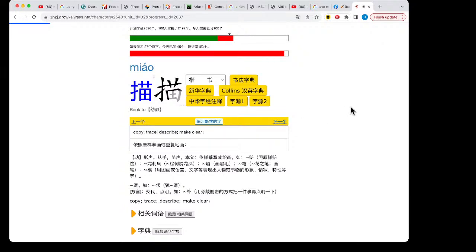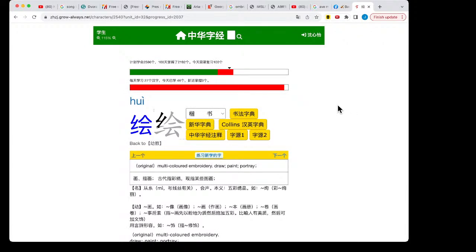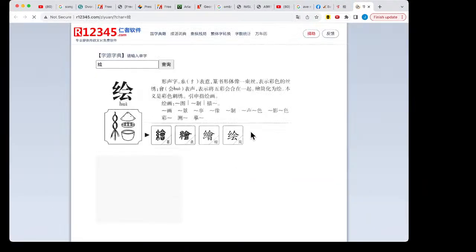Okay, so miao, hui. Hui means multicolored embroidery. That's the original meaning, multicolored embroidery. And so now it means painting, it means drawing, or means portraying. Okay, portraying, make a portrait of something. Okay, hui. Let's take a look at this character.